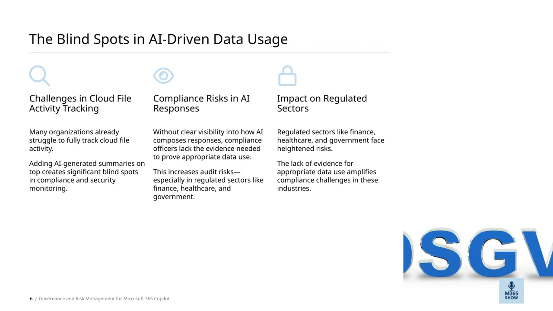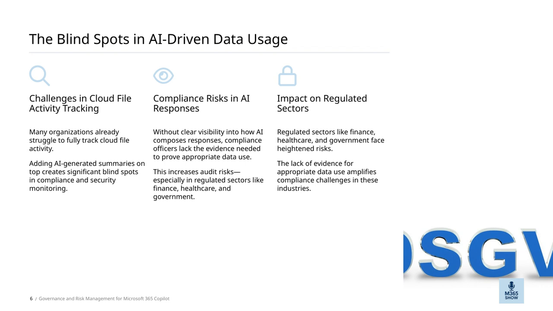One of the main issues here is that there's often a lack of clear evidence showing whether data is being used appropriately. This makes compliance much more challenging for organizations in these industries because they need to prove they're following the rules. Without transparency into how AI is generating responses, compliance officers don't have the necessary evidence to demonstrate proper data handling. And this can increase audit risks, especially in these heavily regulated sectors like finance, healthcare, and government.